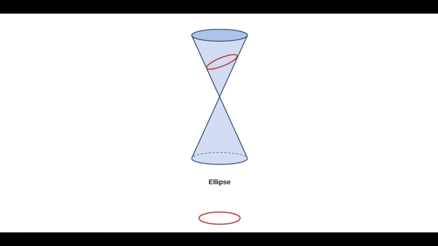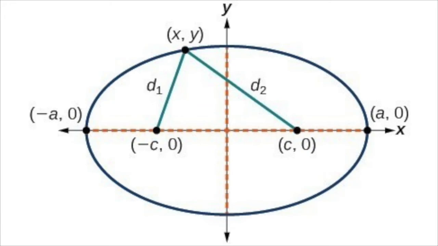If the section is not perpendicular to the axis, but is also not as steep as the side of the cone, we create an ellipse, a sort of stretched circle. Technically, an ellipse is defined by a set sum of distances from 2 points. Each of these points is called a focus, the plural is foci. They are the same distance in opposite directions from the center. Any point on an ellipse is a certain distance away from each of these foci. Add those two distances together, and you get a constant for a particular ellipse.